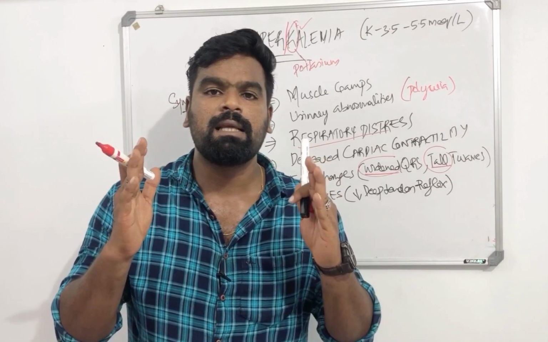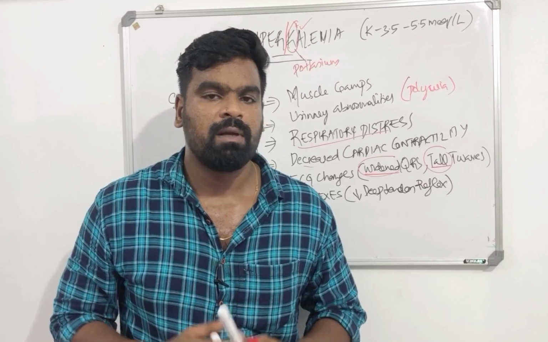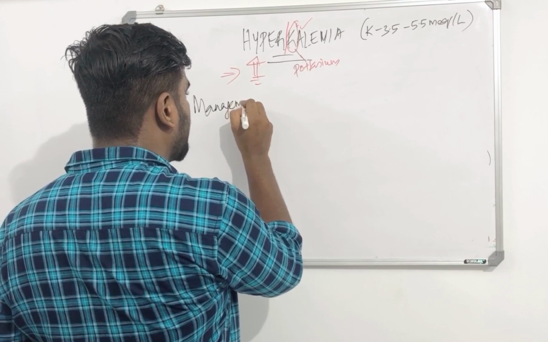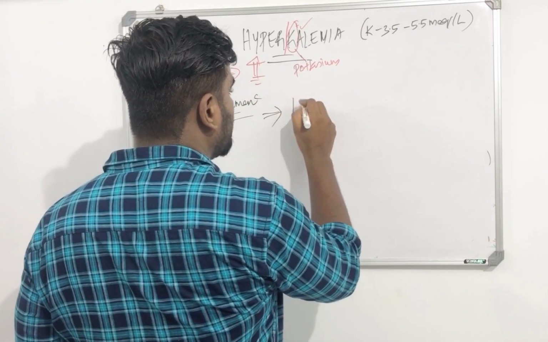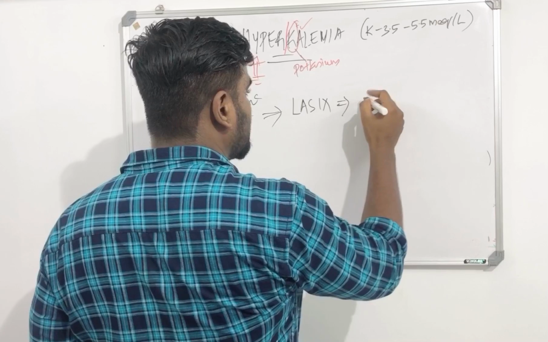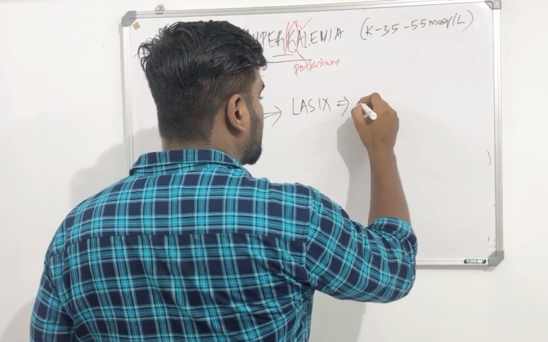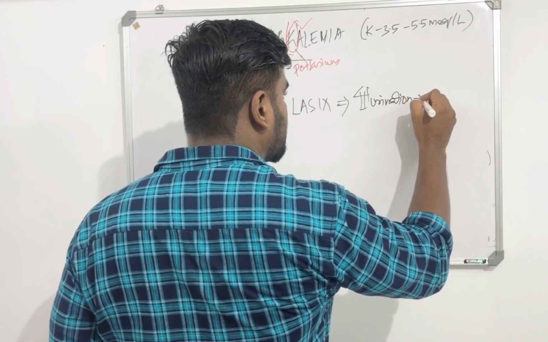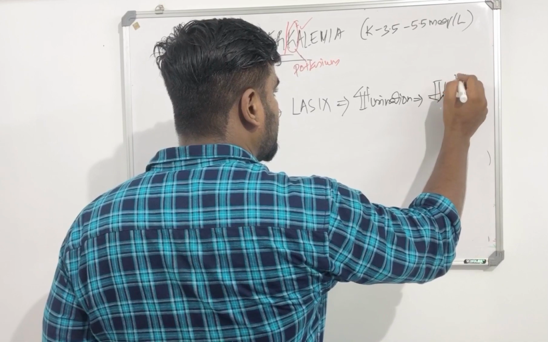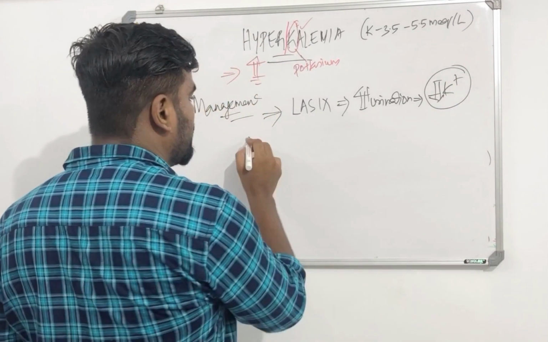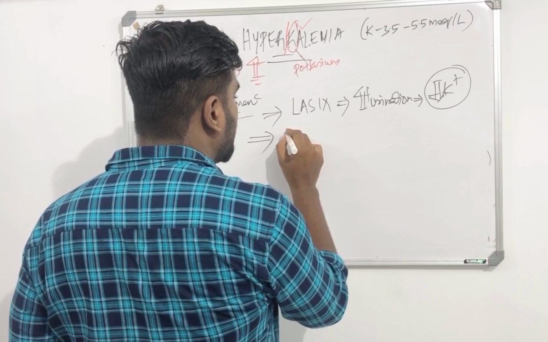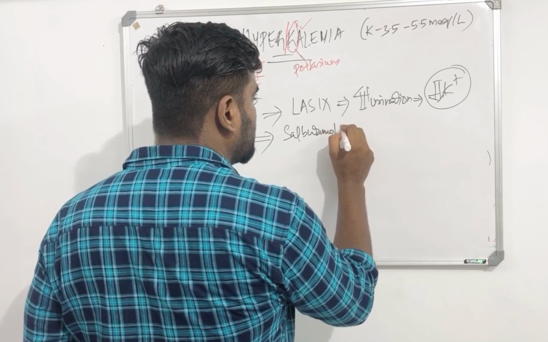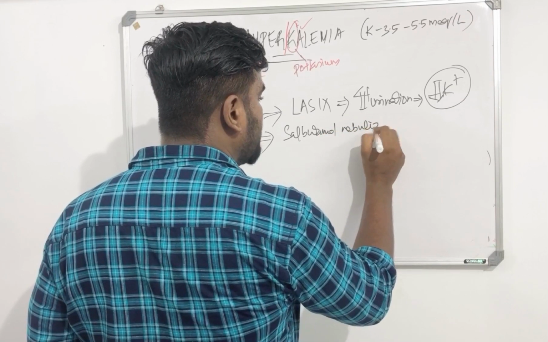So these are the clinical manifestations of hyperkalemia. So what is the management for hyperkalemia? The main thing is you want to use drugs such as Lasix to excrete the potassium. Once the urination is high, the potassium level will be decreased. Through the urine we can excrete the potassium. Second thing, you can give salbutamol nebulization. Why are we giving salbutamol nebulization?